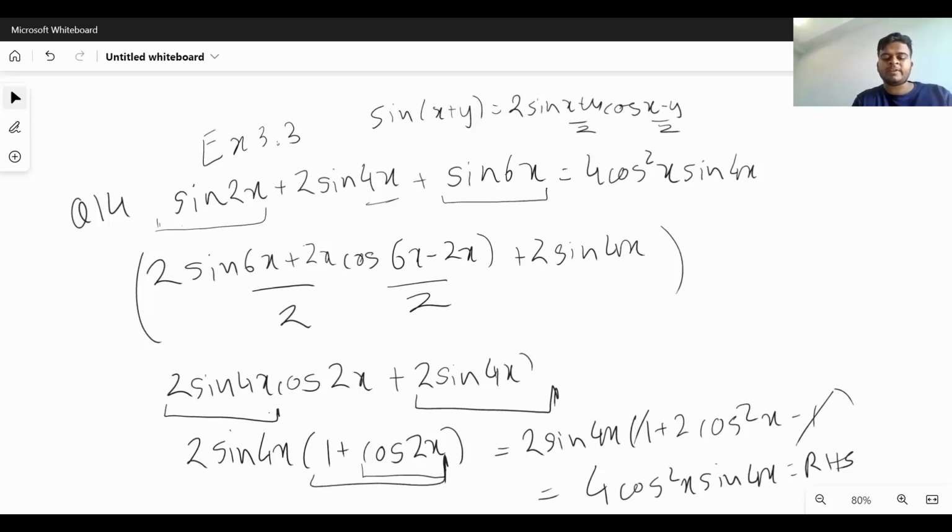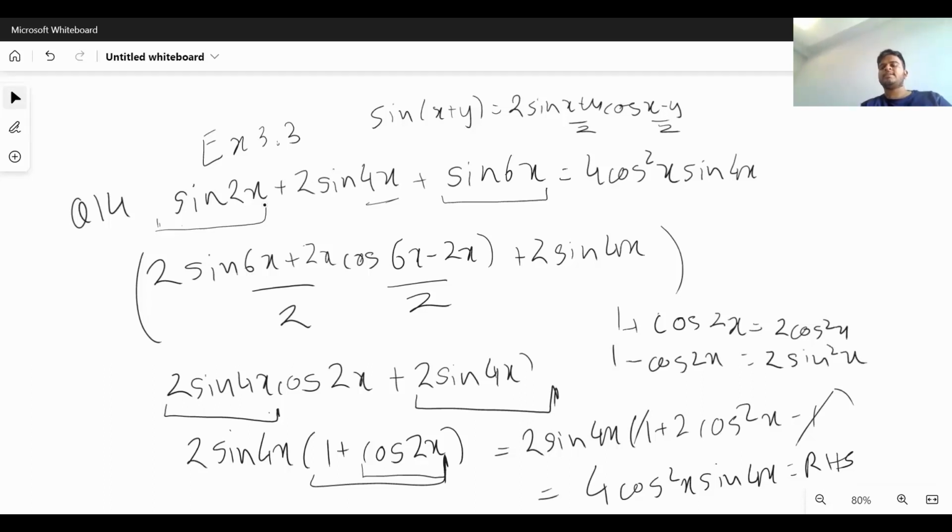These types of expansion, right? 1 plus cos 2x equals 2 times cos square x. 1 minus cos 2x equals 2 times sine square x. These kind of things, you should just memorize them, right? So whenever you encounter this particular term, you can directly substitute this as 2 cos square x.